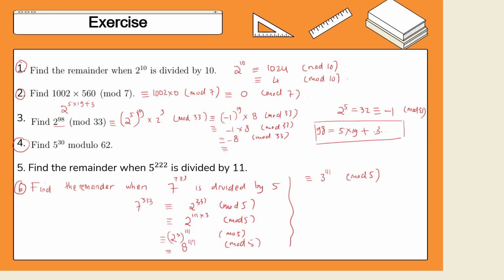-8 is congruent to what modulo 33? 25. So that is the answer. Try number 4 by yourself.